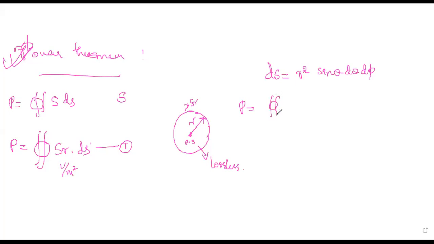So you have the double integral of power, SR into dS, which will be written as r square sine theta d theta d phi. Now we can take SR outside the integral because SR is independent of theta and phi. And now you need to integrate this. That is r square. This is a double integral.